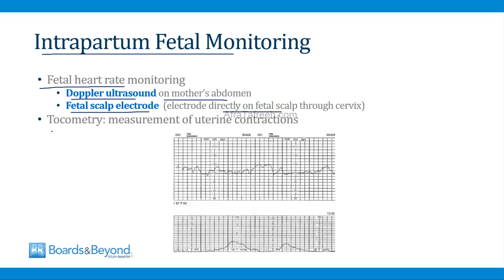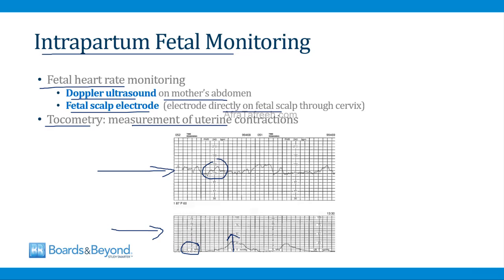The second element of intrapartum fetal monitoring is tochometry. This involves measurement of uterine contractions through use of a pressure catheter. And normally the results of fetal heart rate monitoring and tochometry are placed side by side like shown on the screen here. At the top we have the fetal heart rate monitor. You can see the heart rate is bouncing up and down between 120 and 150. At the bottom we have the results of tochometry. When the uterus is not contracting, the pressure is very low, but when the uterus contracts, the pressure rises like what's seen here.